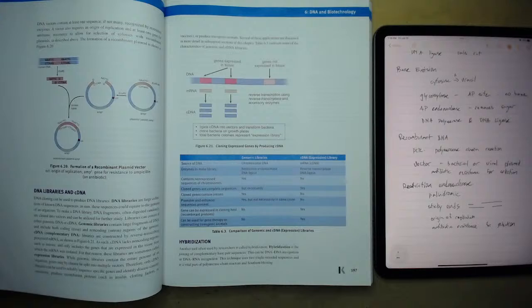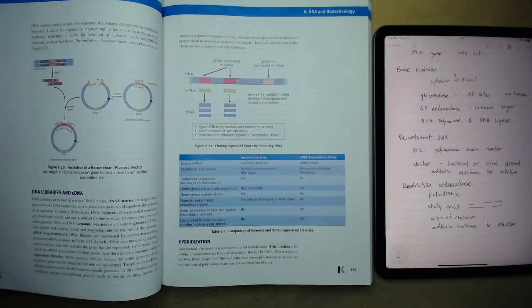Genomic libraries contain large fragments of DNA and include both coding (exon) and non-coding (intron) regions of the genome. cDNA, or complementary DNA, libraries are constructed by reverse transcribing processed mRNA, as shown in Figure 6.21. As such, cDNA lacks non-coding regions, such as introns, and only includes the genes that are expressed in the tissue from which the mRNA was isolated. For that reason, these libraries are sometimes called expression libraries, while genomic libraries contain the entire genome of an organism.